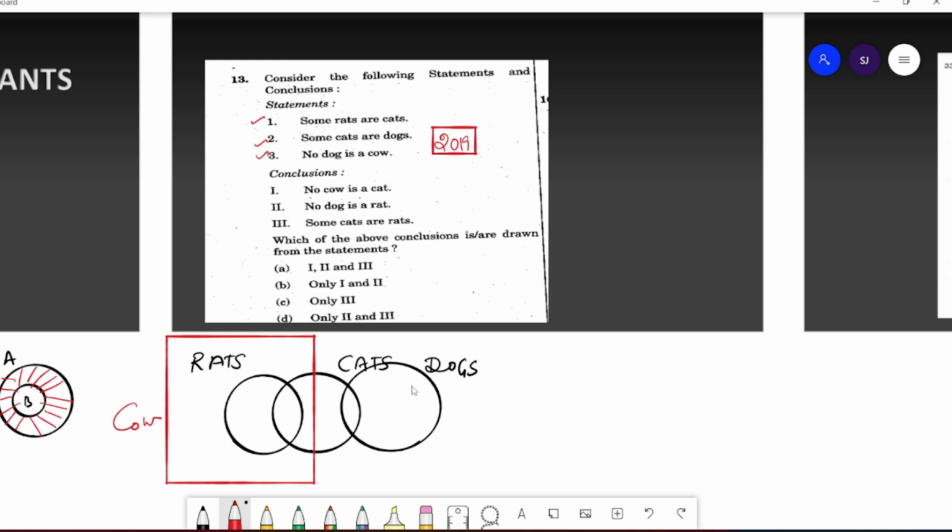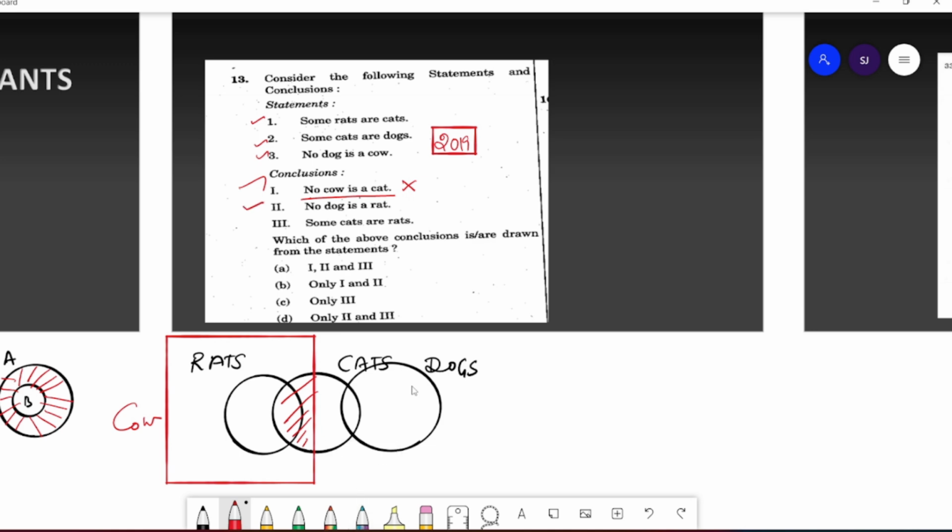So now look at this. First statement: no cow is a cat. Is this true? No cow is a cat. That is, it cannot be said. See this statement: no cow is a cat cannot be stated, because the diagram itself says that. See here. Look at this. This portion of cat is inside cow.